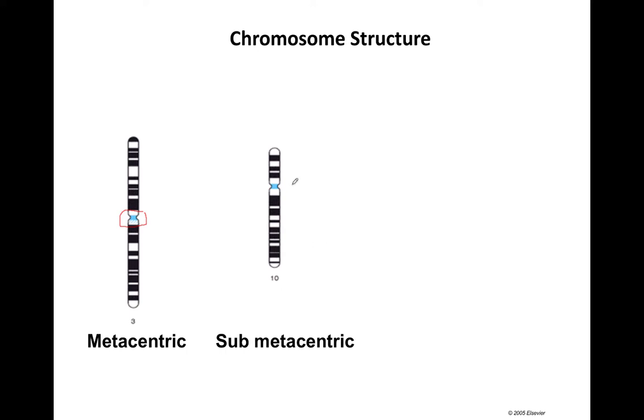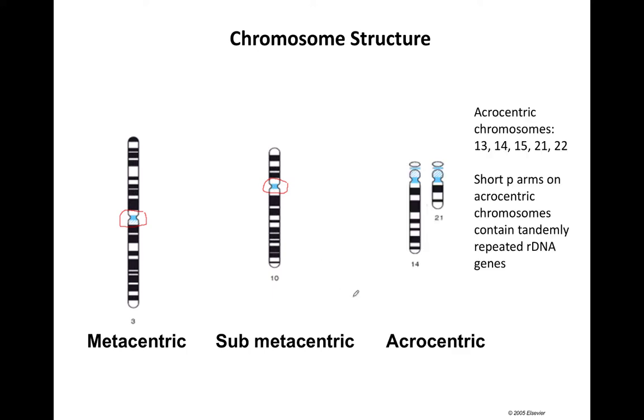Submetacentric is another class of chromosomes. You can see that here's chromosome 10. The centromere is located a little bit closer to one end. Again, remember the short arm, petite, so the P arm is the shorter arm. And then the shorter chromosomes are often acrocentric, meaning that the centromere is located very close to one end. You can see it here, there's just a small P arm.